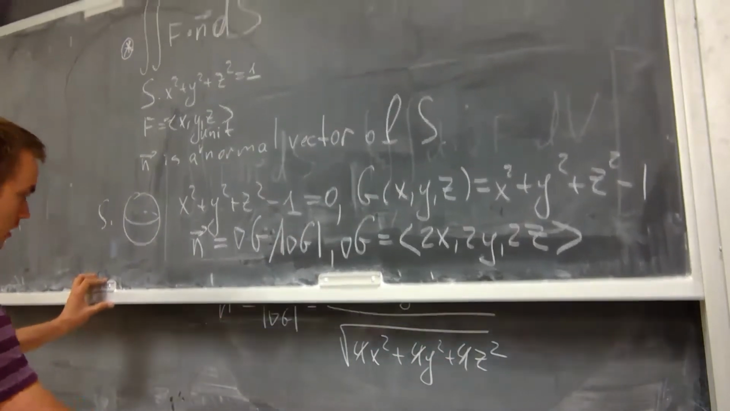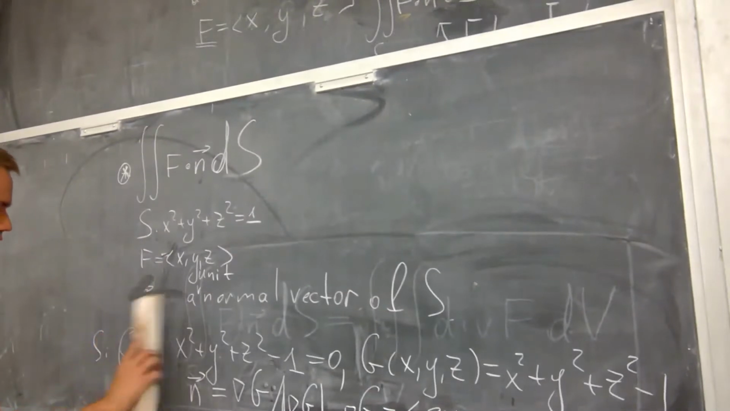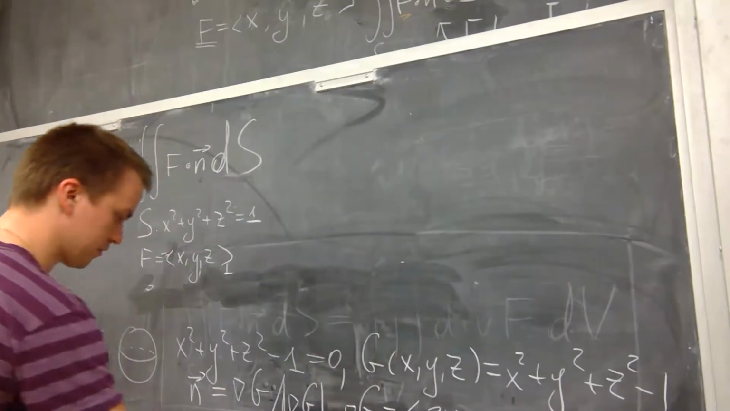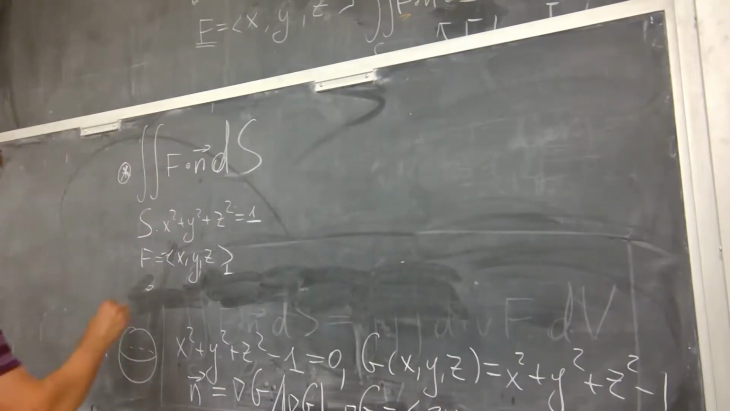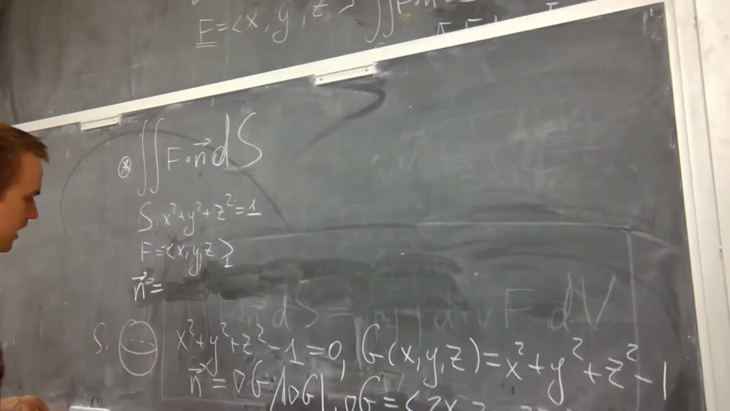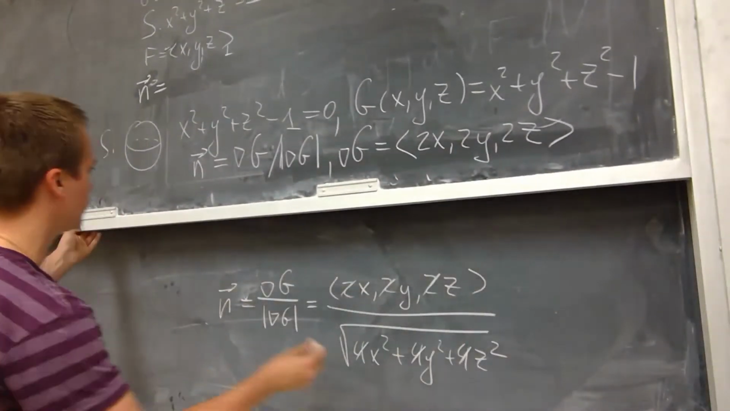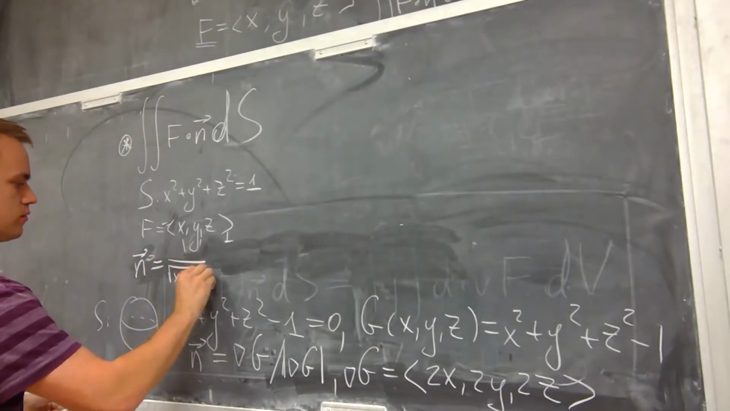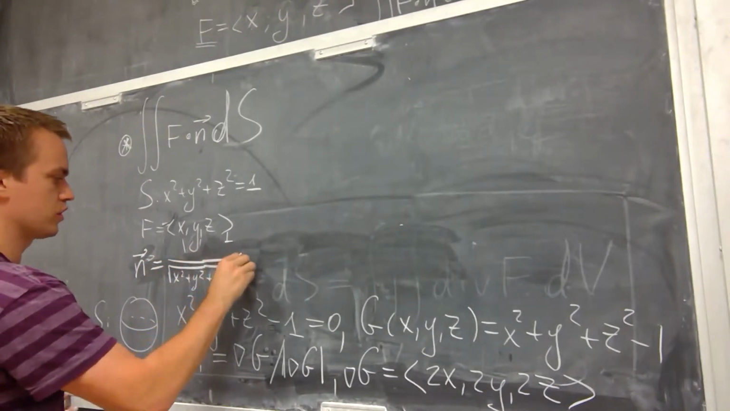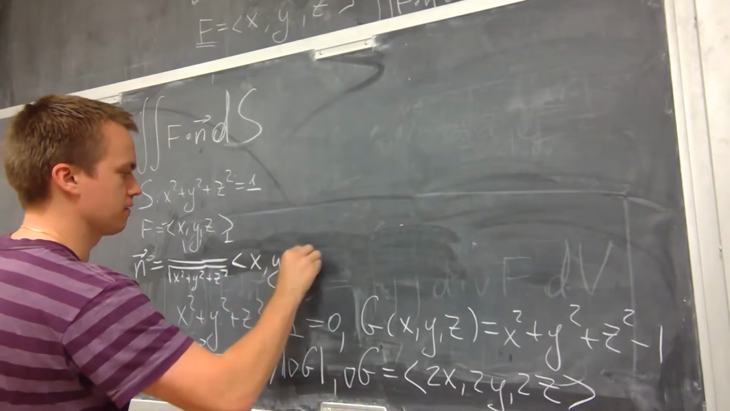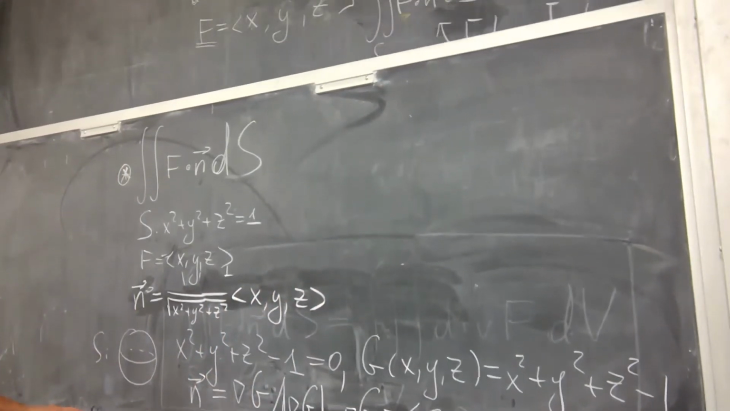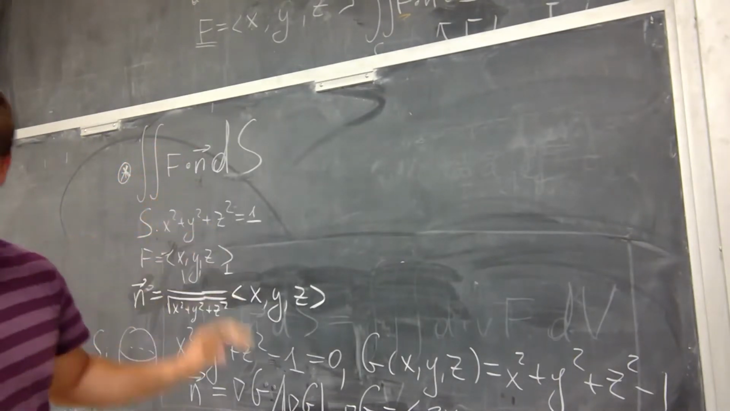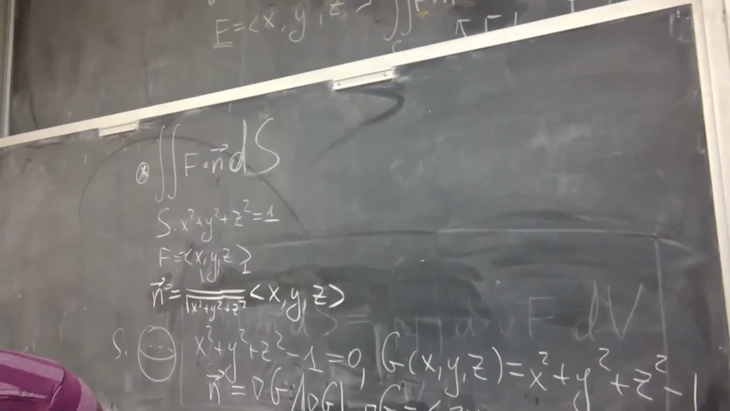And from this, I have the equation for my unit normal vector: n equals (x, y, z) divided by the square root. I can factor out the square root, so n equals 1 over the square root of x squared plus y squared plus z squared, times the components (x, y, z). Okay, so what did I get here? I got the first part, what n is. Let's try to move on.